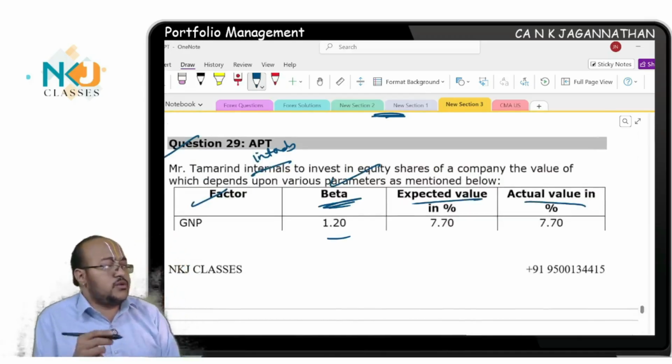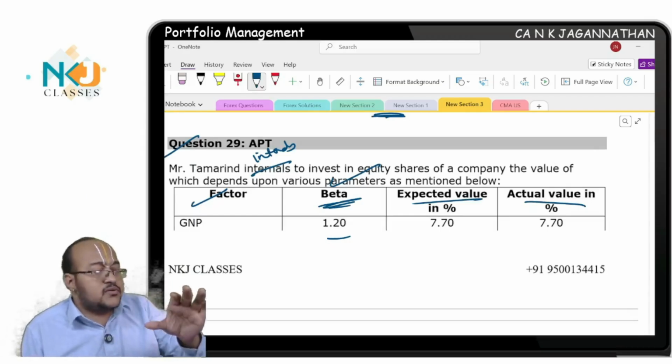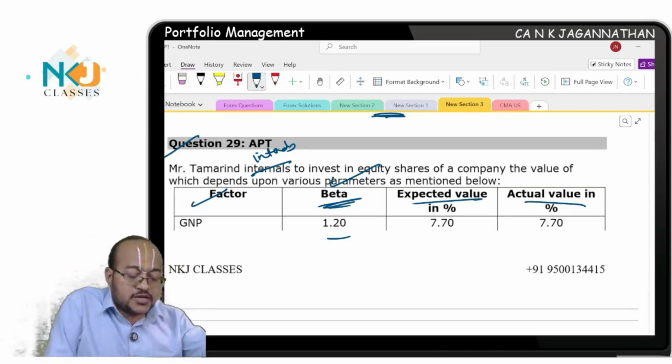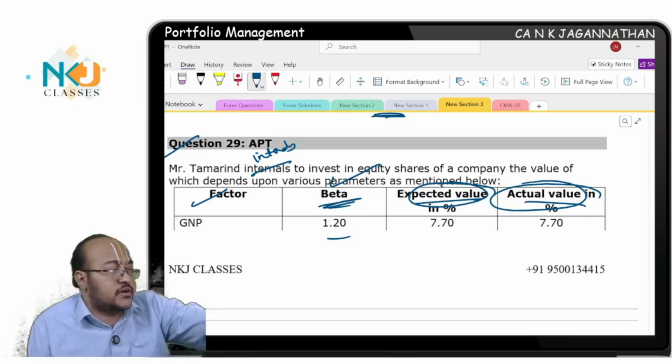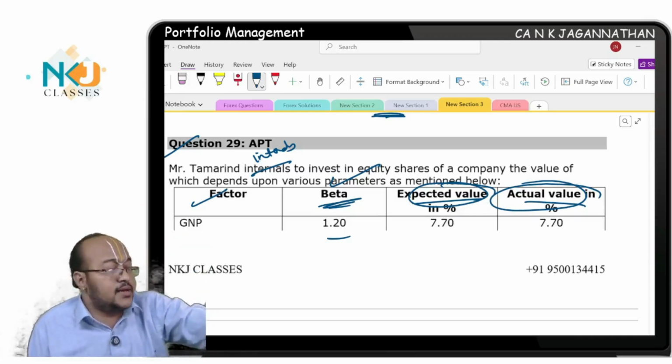I told you the risk premium when you compute factor risk premium. If factor risk premium is given in the question, well and good. If not, and expected value and actual value are given, I told you the differential amount will become the factor risk premium. Remember, this you multiply with beta, you will get the effective rate.